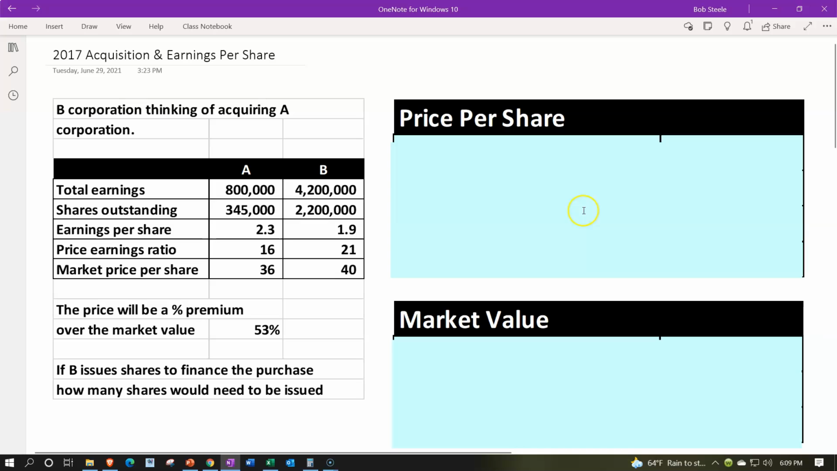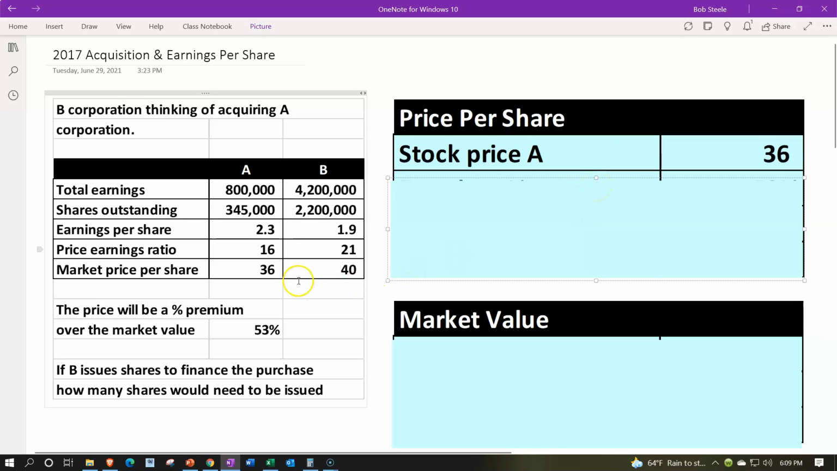So let's take a look at it. We've got the price per share. The stock price is $36 per share. And again, $36 times the number of shares outstanding is the base point where you would think the market's determination of the price would be.